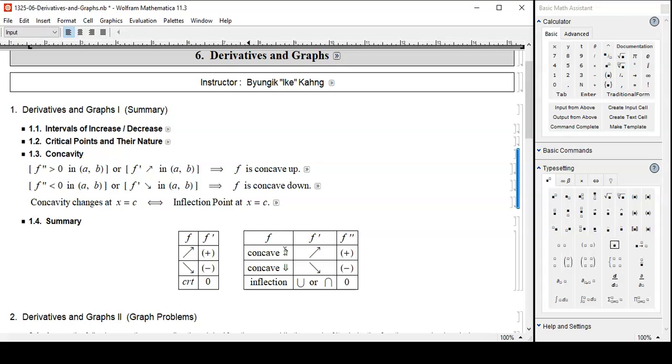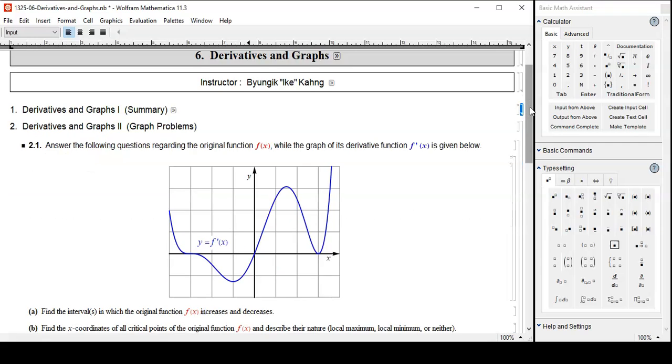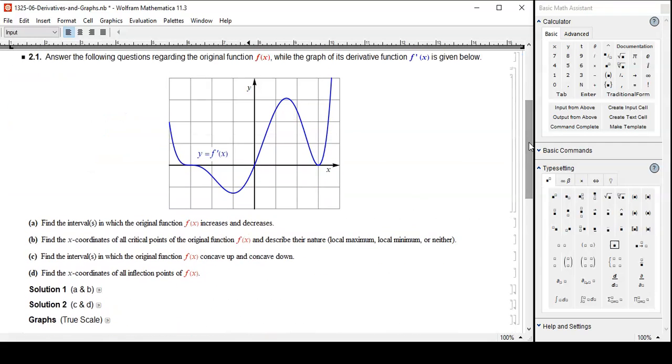The original function is concave up when the derivative is going up, or the second derivative is positive. The original function is concave down when the derivative function is going down, decreasing, and the second derivative is negative. That's how things are related. It's not difficult to understand. Up is up, down is down. So that's what we're going to do. When does it go up and when does it come down? That is the key. So let's see.